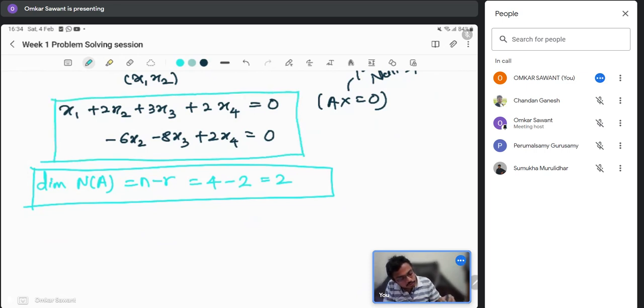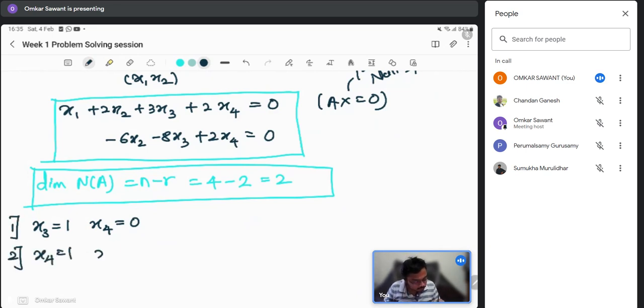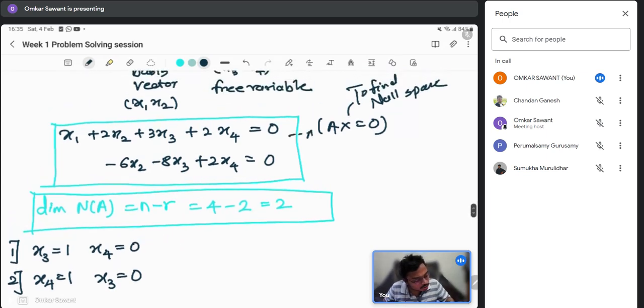What are the free variables here? X3 and X4. So what we do, we put X3 as 1 and X4 as 0 first. Then we will put X4 as 1 and X3 as 0. So when we put X3 as 1 and X4 as 0 in equation A and equation B, what are the values we get for X1 and X2?